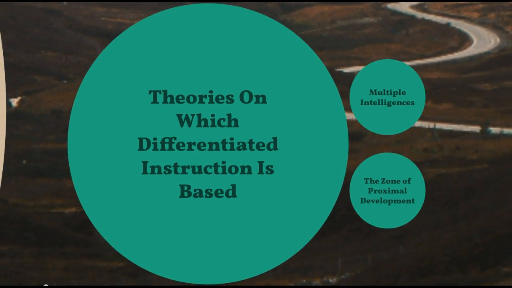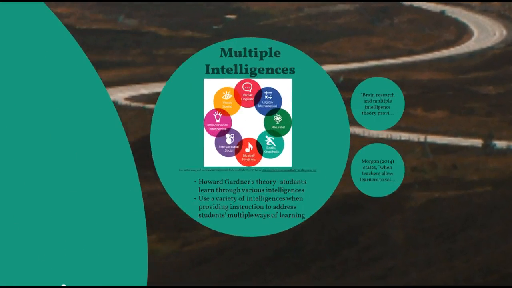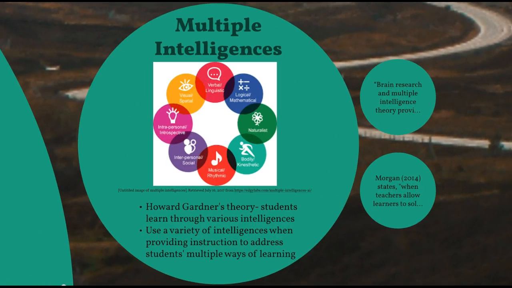There are many theories or ideas on which differentiated instruction is based, such as multiple intelligence and the zone of proximal development. One theory is based on Howard Gardner's idea that students learn through various intelligences. It is important to use a variety of intelligences when providing instruction because students learn in different ways and through many intelligences. Many teachers only use one or two ways of teaching, mainly verbal or linguistic or logical or mathematical, which can cause a problem for learners who are weak in those areas.